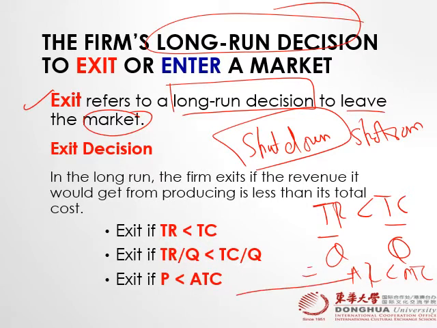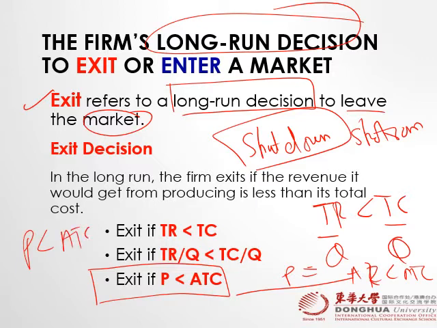So in perfect competition, AR is equal to P. So this is perfectly fine, that if price is less than ATC, we call this the exit condition. But remember, this is long run. If you expect that in the long run price is less than average total cost, this is called the exit decision, in which the firm exits the market. Okay, so let's move further.